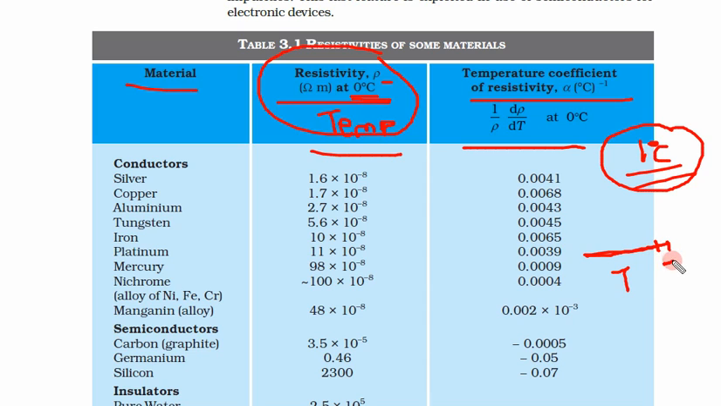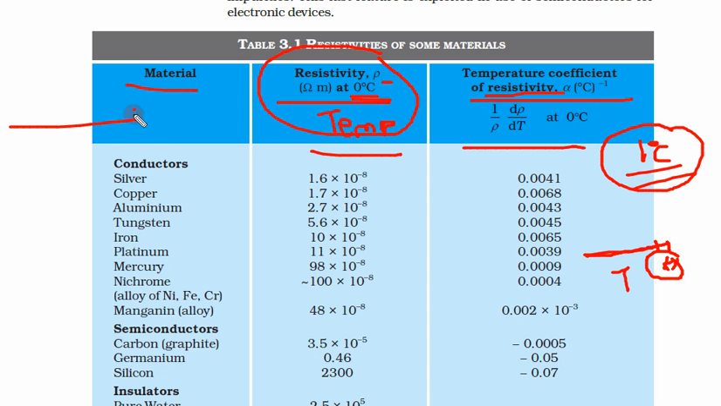So for this length we calculated a coefficient, which was the temperature coefficient of expansion. Here, what is the coefficient? The temperature coefficient of resistivity, that is also alpha. But there is only one difference. There were three coefficients.